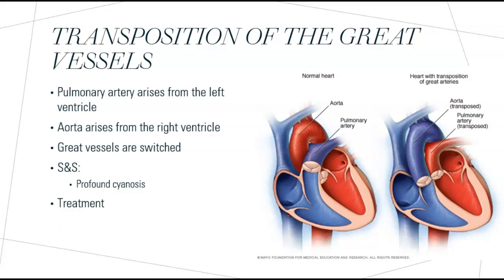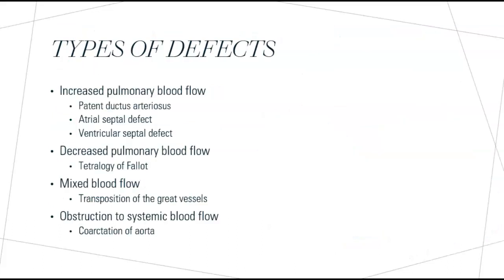Or they can have a complete correction, which includes open heart surgery and switching the vessels to the proper placement. The last type of defect we'll talk about is defects including the obstruction to the systemic blood flow. So we'll specifically talk about coarctation of the aorta. But this is the inability of the blood to reach the body from the heart, so the blood is going to back up into the lungs.